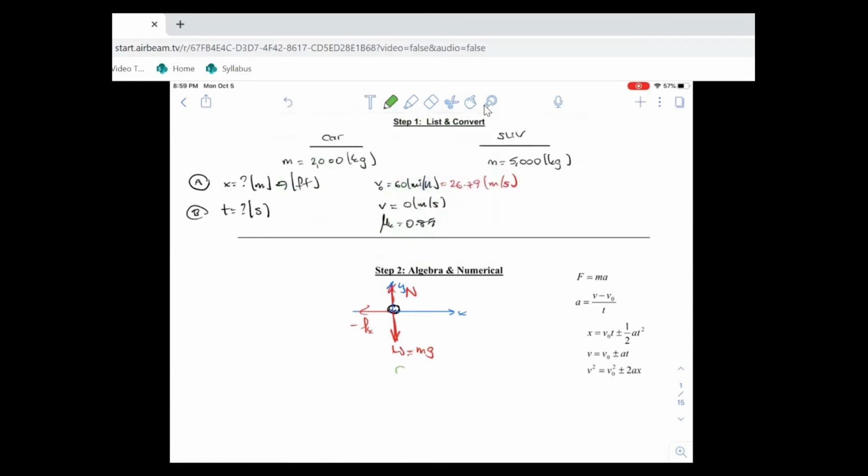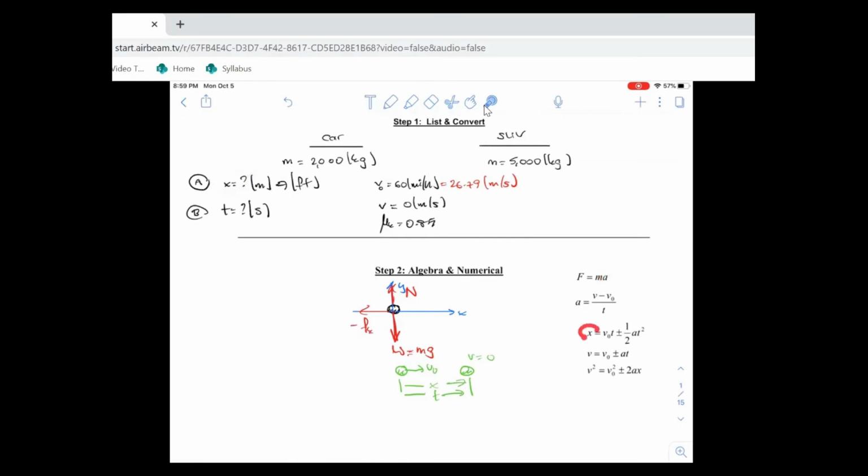This thing is moving horizontally. I'll come to a stop. Final speed is going to be 0 within this distance and within this time period. Okay, so that's it. All right, so x is what I'm looking for, assuming that the acceleration is constant.